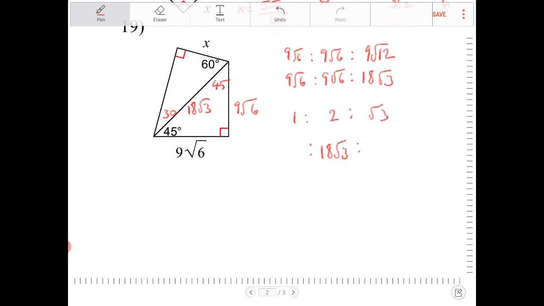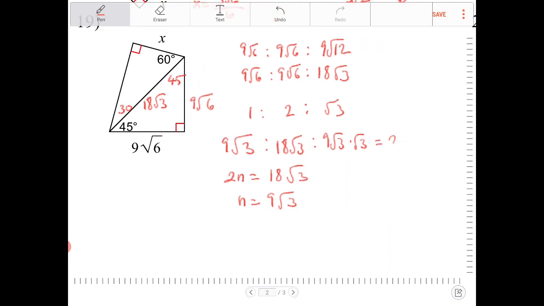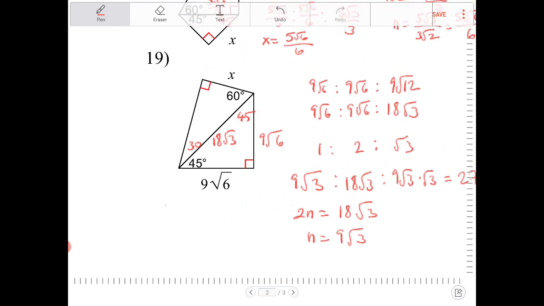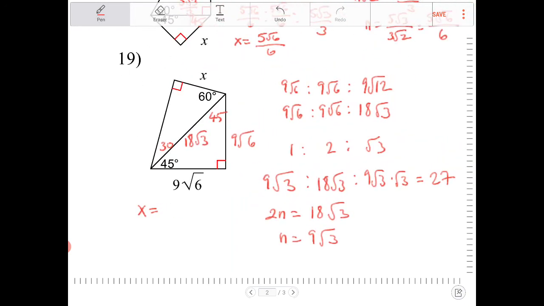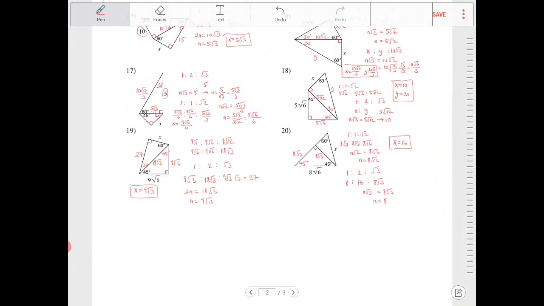I now got to figure out what x and y are, okay? So 2n is equal to 18 radical 3. n will equal 9 radical 3. So that means this guy here is 9 radical 3. And this guy over here will be 9 times radical 3 times radical 3. Not hypotenuse, what am I saying? The leg will be 27. So x will equal 9 radical 3, and the other leg will be 27. There you go.